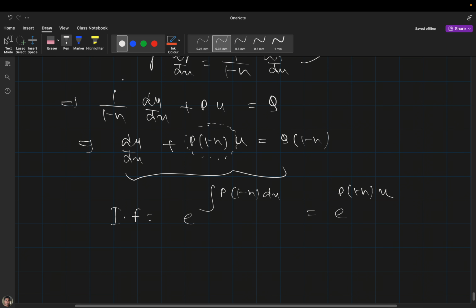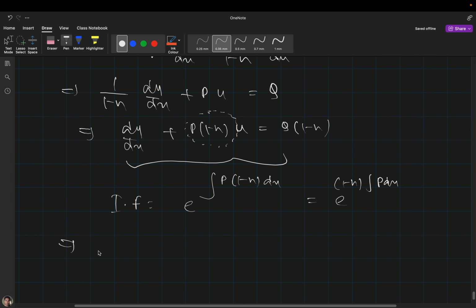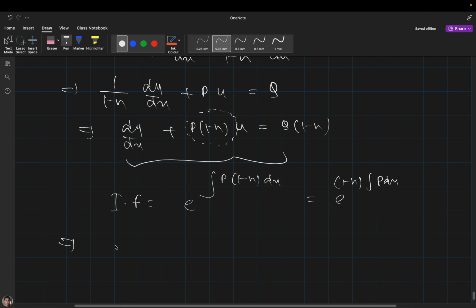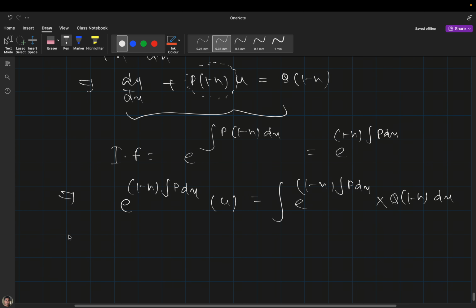No, it's not correct, because we don't know what p is. p can be a function of x also, so this will be the integral of p dx. Now substitute the whole term like this. So the integrating factor will be e raised to 1 minus n integral p dx, and u times e raised to 1 minus n integral p dx equals the integral of q times 1 minus n dx. Now you can see that this is your solution.